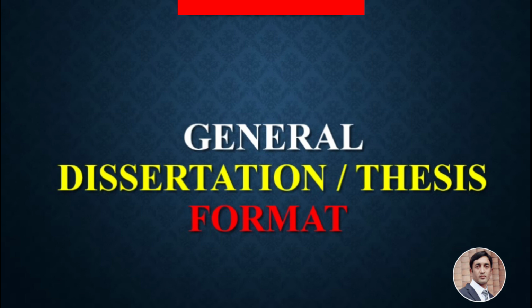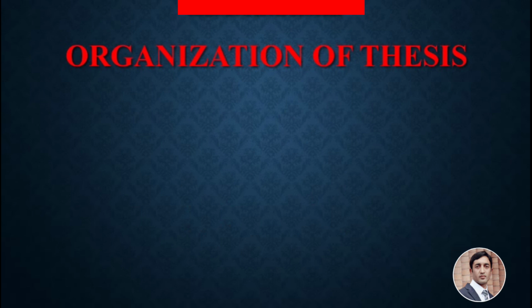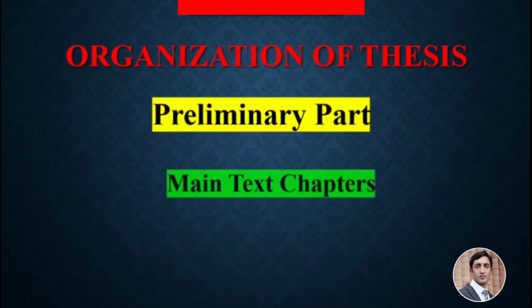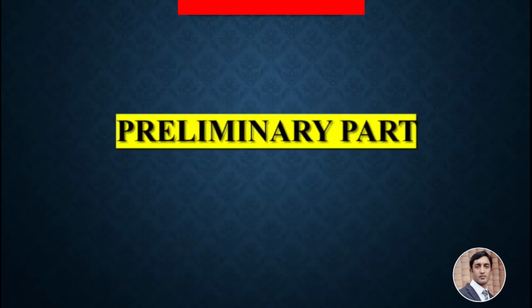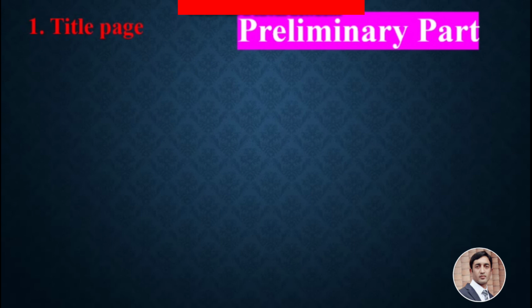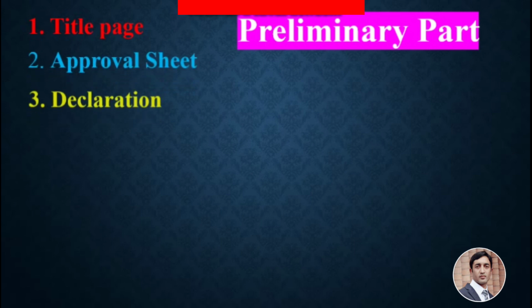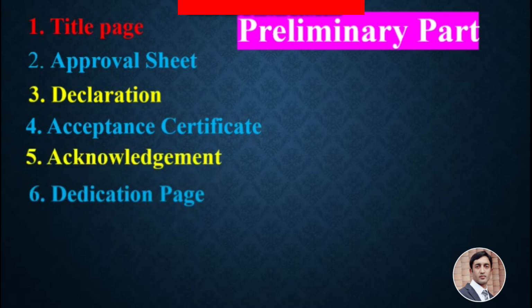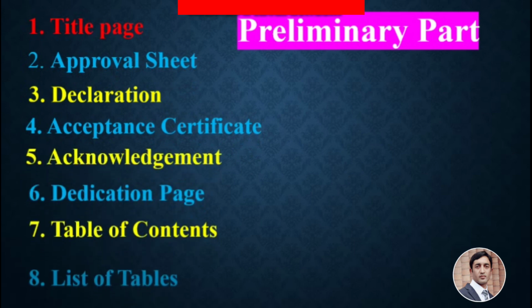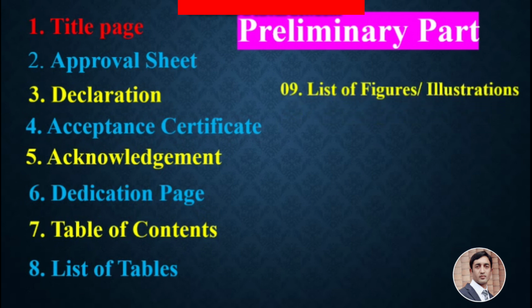So let's start our video. When we write our thesis, we divide it into three main sections. First is the preliminary pages section, second is the main text chapters, and third is the end matter. First we will discuss the preliminary pages section. It includes the following pages: title page, approval sheet, declaration, acceptance certificate, acknowledgement, dedication page, table of contents, list of tables, list of figures, list of abbreviations, and at the last, abstract.